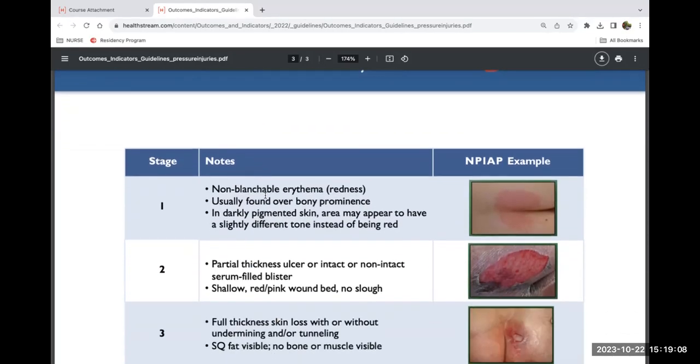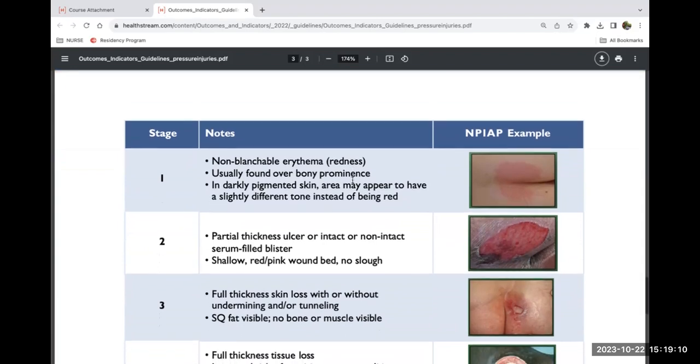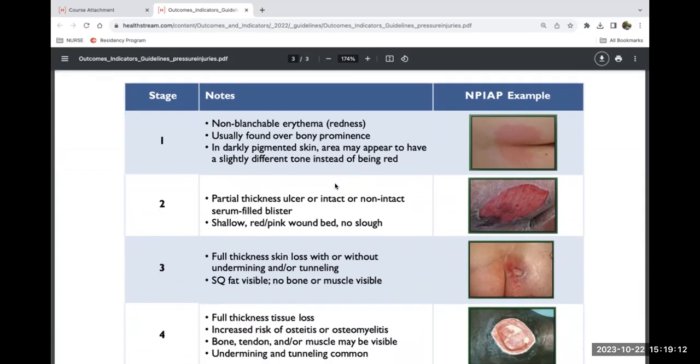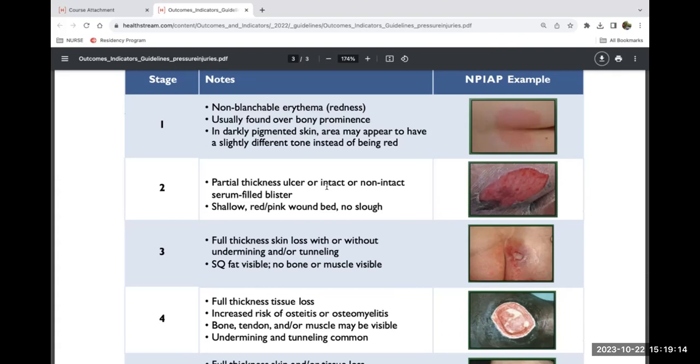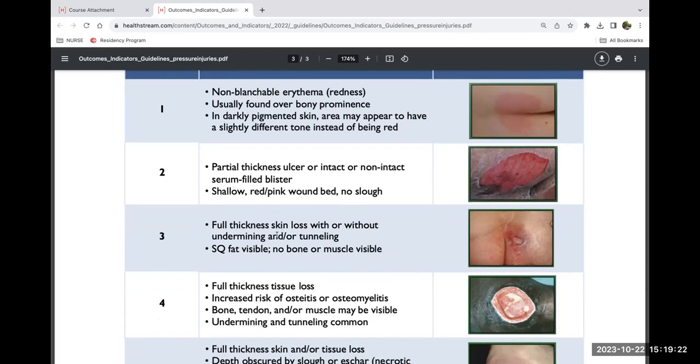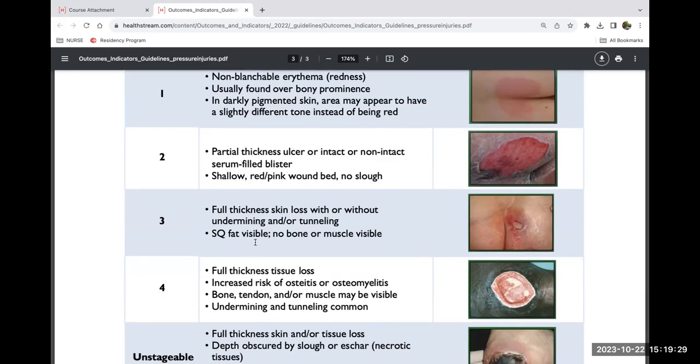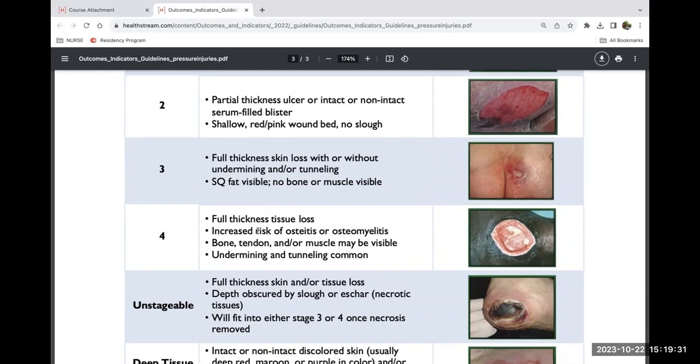Stage 1: non-blanchable erythema, redness. Stage 2: partial thickness, ulcer intact or non-intact, serum filled, shallow red-pink wound bed, no slough. Stage 3: full thickness skin loss with or without undermining and or tunneling. Subcutaneous fat visible, no bone or muscle visible. Stage 4: full thickness tissue loss.